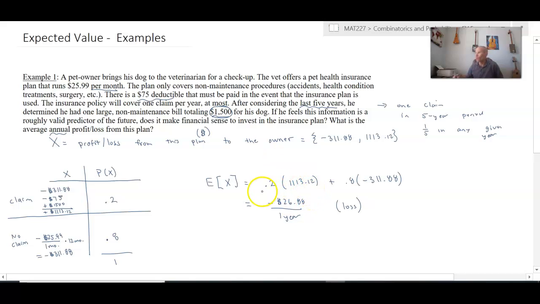So whether or not we say, well, we're not going to buy the insurance plan because there's a loss on it, is really contingent upon, is $1,500 over 5 years reasonable? And even if it is paying this extra $26.88 per year, is that beneficial to some sort of peace of mind? So I just want to kind of point out the balance between what the mathematical answer says and then what practical approach we want to take towards actually analyzing.